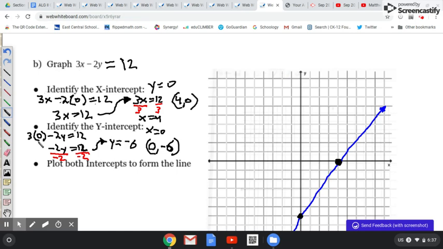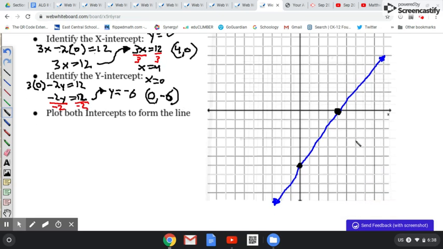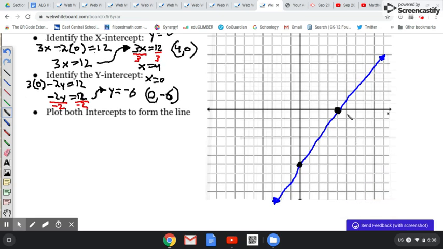And this is a spot where it's easy to make a mistake. 3 times 0 is 0, so that goes away. But this 2y is negative. So when the 3x disappears, we have negative 2y equals 12. We can't lose that negative sign. To get y by itself, we divide by negative 2 on both sides. y equals negative 6. So there's our y-intercept. Looking over here at the graph, we have the points (4, 0) and (0, -6).